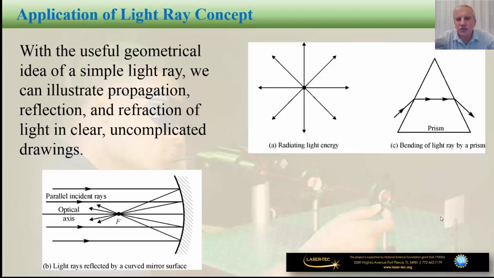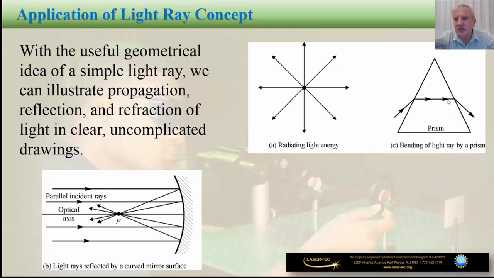You can see a few pictures here. On the right hand side, you can see a point source that's radiating the light energy in all possible directions, represented by these outward arrows that represent the light rays. And then here on the right hand side, you have a prism, and you can see the light ray as it is moving through the prism, and you can see how the direction of the light ray is changing. That's one of the basic phenomena related to light.